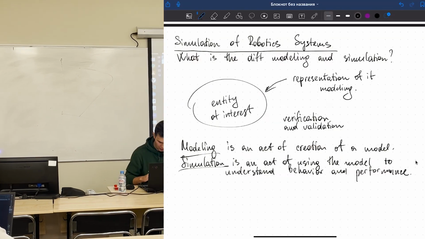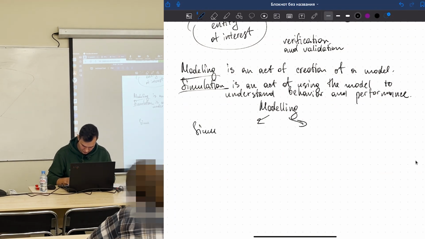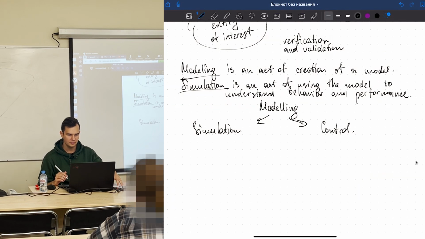So we need modeling for simulation and to do control. And this is the main line of the entire course. So we will study modeling as a part of the simulation process and for the control processes. Okay?